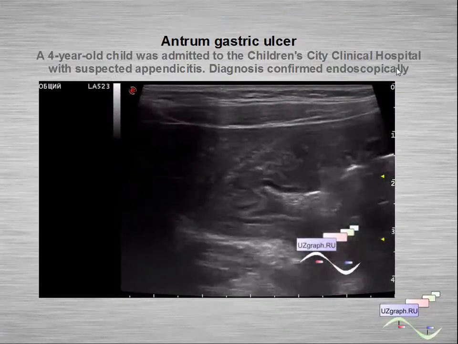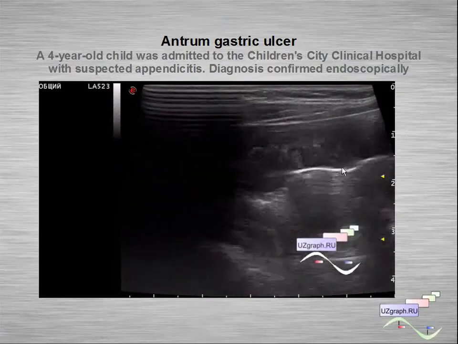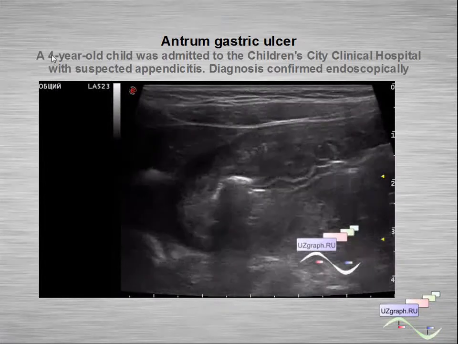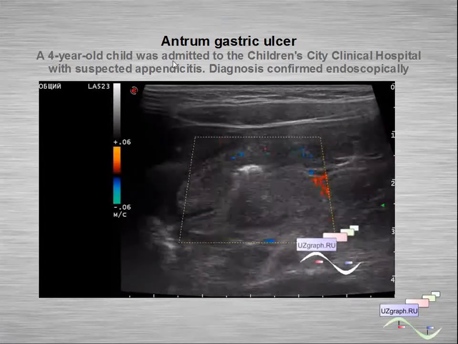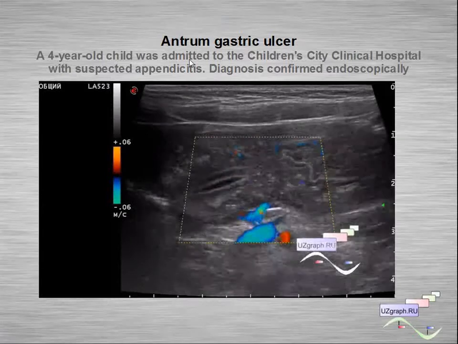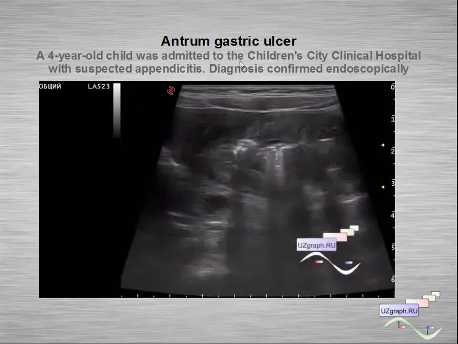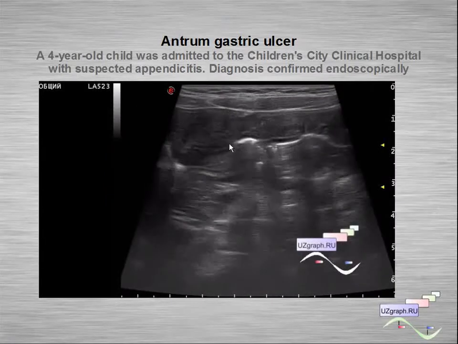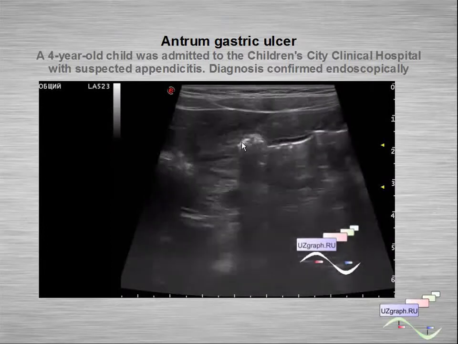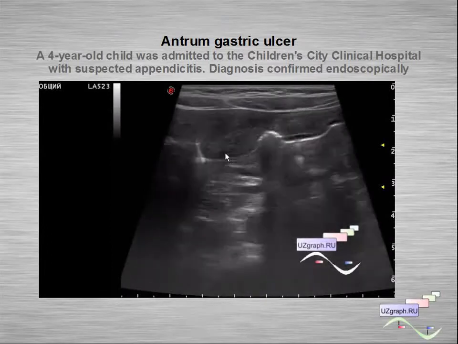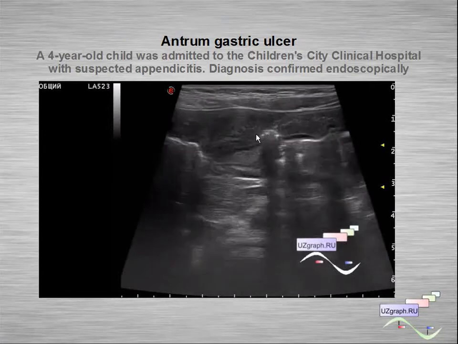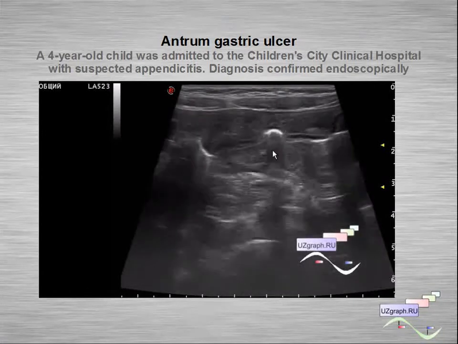Another case is a gastric ulcer in a 4-year-old child with suspicion of acute appendicitis. You can see this hyperechoic linear structure. It's an antrum gastric ulcer.